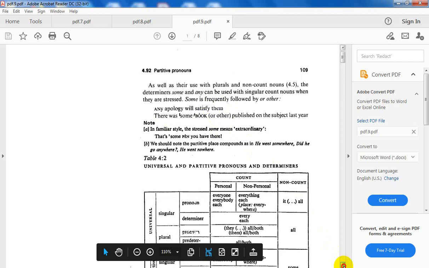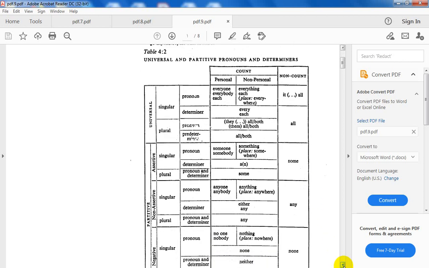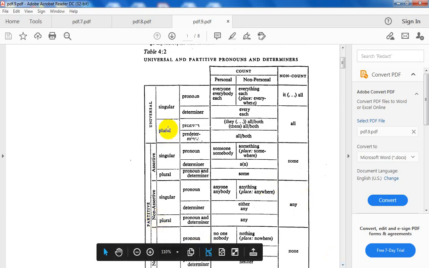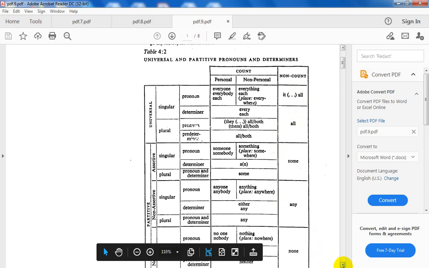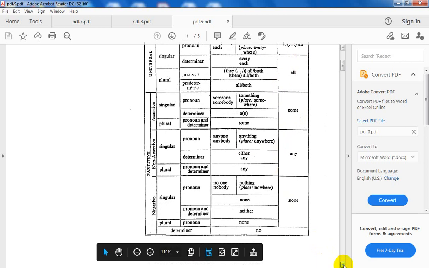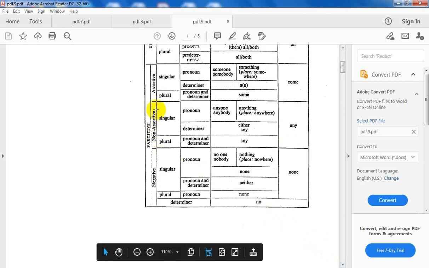If you have a look, it is important to have a look at this diagram in which I have the universal and the partitive. The universal I have as pronoun and as determiner, and here I have singular, plural, and the determiner. Personal, non-personal, and I have the non-counts. So try to have a look at this diagram. It is useful. They are mentioned. And concerning the partitive: assertive, non-assertive, and negative.